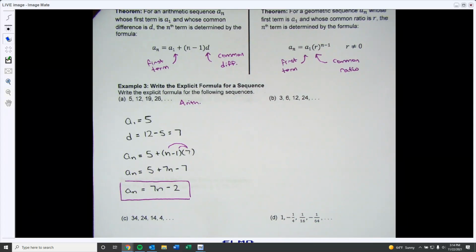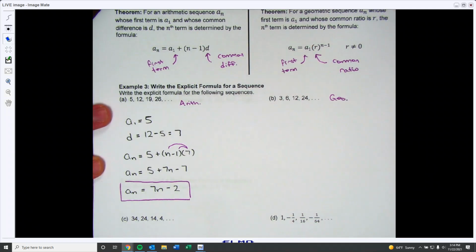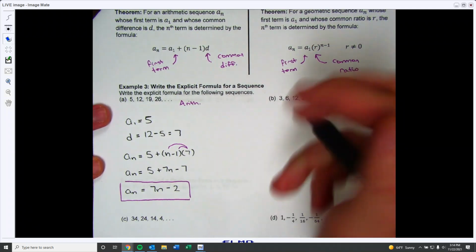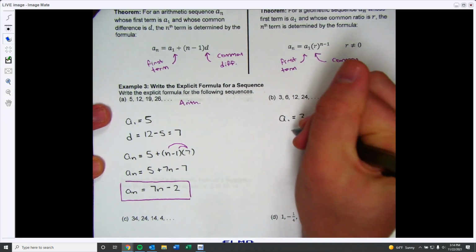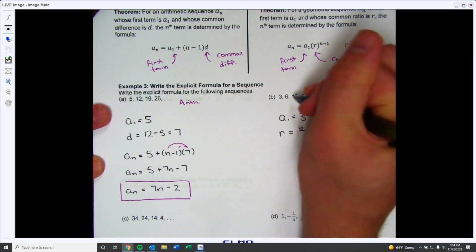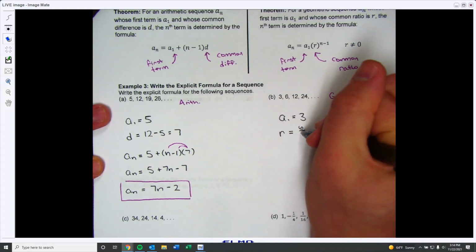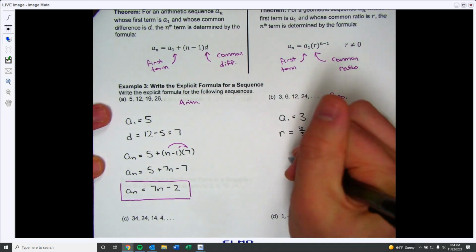Now for the next one, looking at this, I have 3, 6, 12, 24. This one, I'm not adding by the same number each time, so it's not arithmetic, but I do see that I'm multiplying by 2, so this one is geometric. So for geometric, I need my first term. So my first term, A1, is 3. Then I need my common ratio, R. I can get that by taking my current 6 dividing by my previous 3, and we get that it's 2.